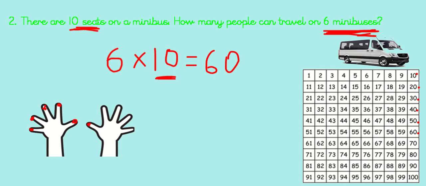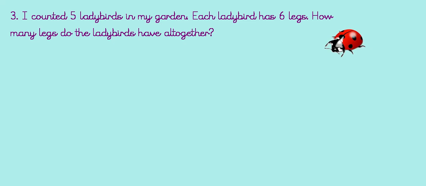Well done. Question 3, we're doing such a good job. I counted 5 ladybirds in my garden. Each ladybird has 6 legs. How many legs do the ladybirds have all together? There's that word again, all together. And we've got each, like in each group or each ladybird. Okay, so how many groups have we got? We've got 5, haven't we? This time the ladybird is my group, isn't it? 5 groups.